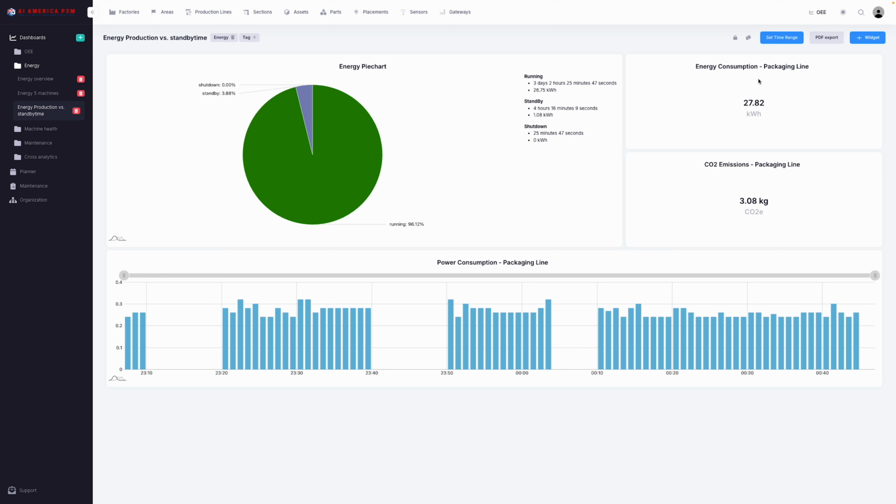On the right, we can see the total energy consumption in the packaging line. Below that, we can see the total CO2 emission in the packaging line as well. This is the amount. And again, below that, we have the graph of the packaging line for the power consumption.